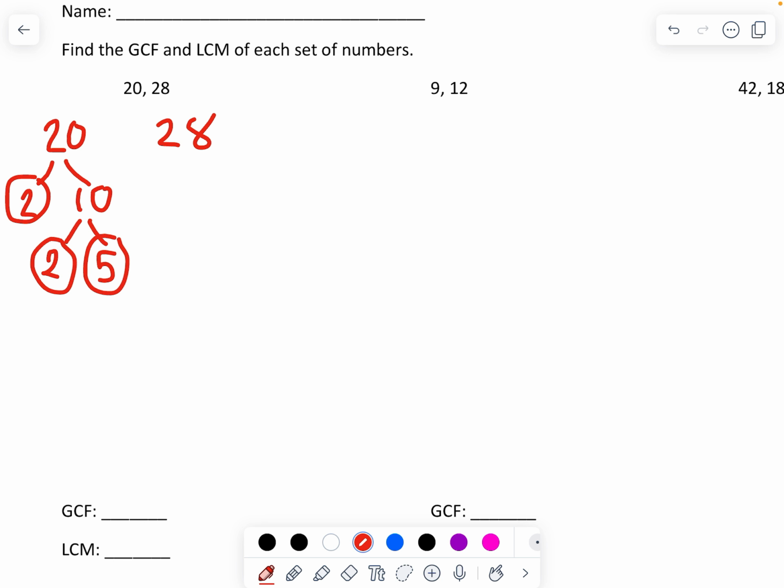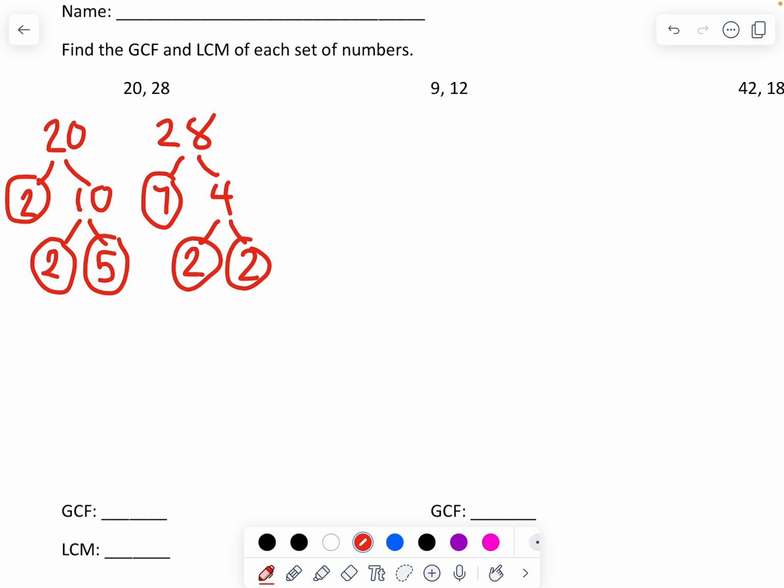Now for 28, I can divide by 2 and 14 or 7 and 4. I'm going to divide by 7 and 4. So 7 is a prime number, so I circle it. And then 4, I can divide by 2 and 2. And those are prime numbers, so I circle them. So I'm done with finding my prime factors.